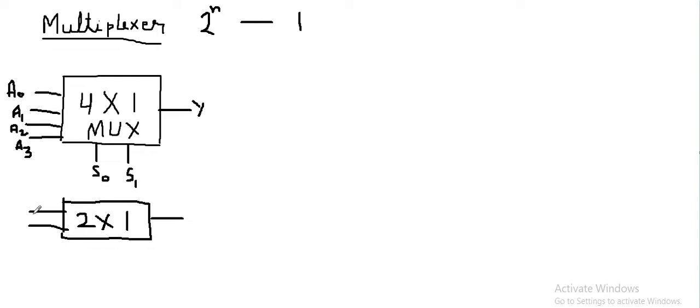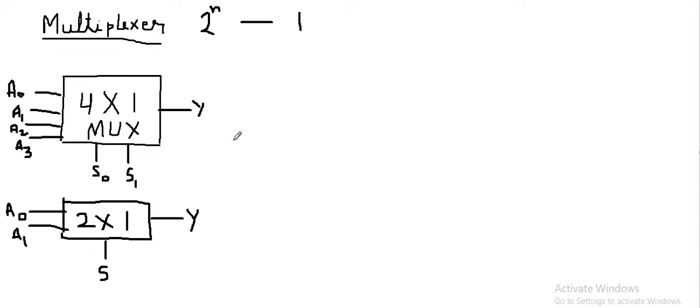And when we have 2 input lines, I represent the first input line as A0 and the second input line as A1. I have only one select line. If the value of S is 0, then A0 is going to be selected because it is a data selector, and when the value of S is 1, then A1 is going to be selected. So let me draw a logic circuit for this scenario, designing a combinational circuit for a 4x1 multiplexer.